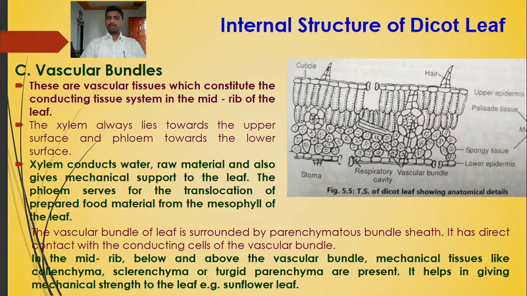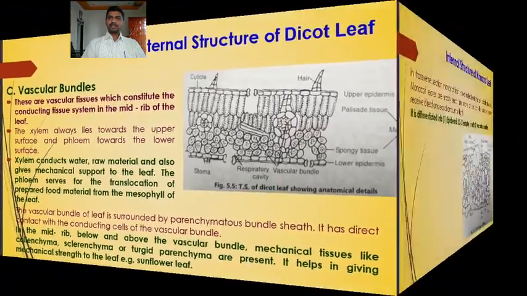In the midrib, below and above the vascular bundle, mechanical tissue like collenchyma, sclerenchyma or turgid parenchyma is present. It helps in giving mechanical strength to the leaves. Generally this collenchyma is present at the margin of the leaves. So the mechanical tissue is present below and above the vascular bundle, like collenchyma, sclerenchyma and turgid parenchyma, which gives mechanical strength to the leaf. Okay, so this is all about the internal structure of the dicot leaf.